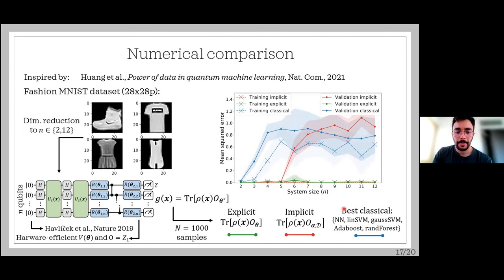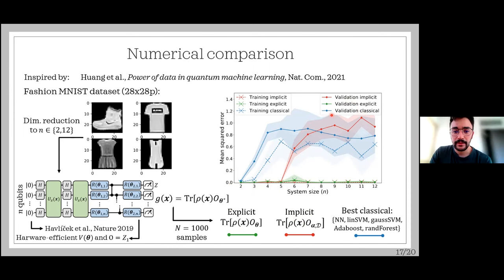So what is plotted here on the y-axis is the mean squared error. And so the lower the error, the better your model is doing, right? And for each type of model, we have the training loss compared to the validation loss. The validation loss is just the loss on the test set that was not part of the training samples. So it's representative of the expected loss, the performance of your model, right? And what we see is that implicit models, in this case, their training loss is always close to zero, actually very, very close to zero. Whereas their validation loss kind of explodes after 5 qubits, right?